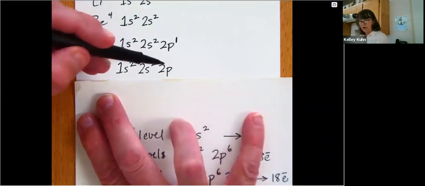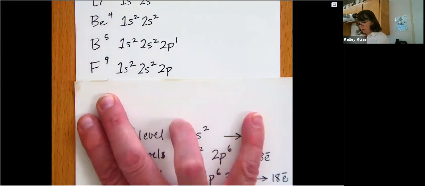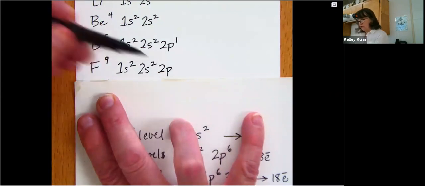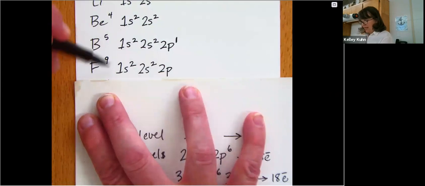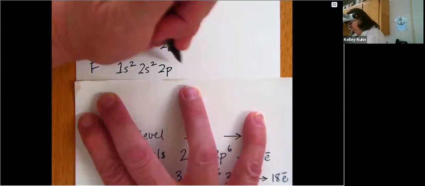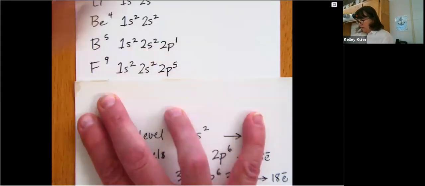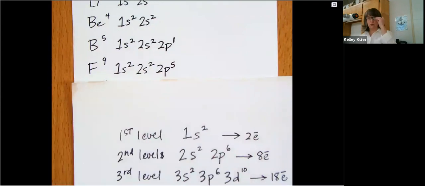So how many are going to go in the second p orbital? Well, 2 plus 2 is 4. What will I have to get to 9? 5. So notice that what we're doing is we're completely filling in the lower orbitals, and then in the last orbital that we get to, we're only putting in as many as we need.